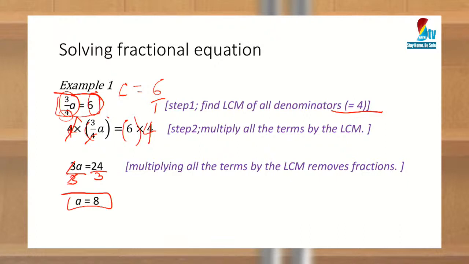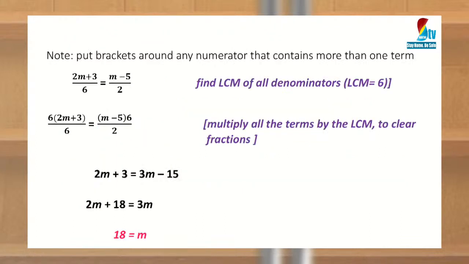The steps: you find the LCM, that is step number 1. You multiply all the terms by the LCM. You then follow the rules of solving an equation to isolate the term. Remember, if you have a numerator or a denominator which has more than one term, like I am having here, 2m plus 3.